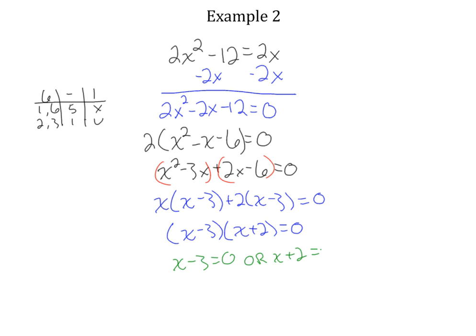X minus 3 is equal to 0, or x plus 2 is equal to 0. Solving each one, I get x is equal to 3, or x is equal to 2. And both of those are answers.